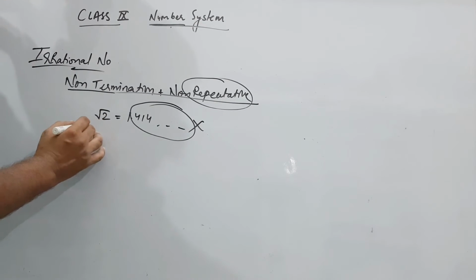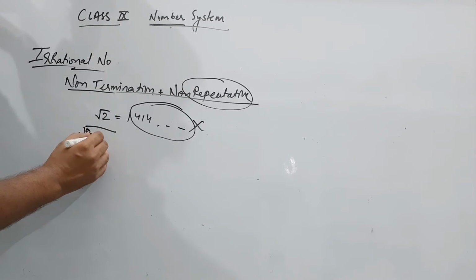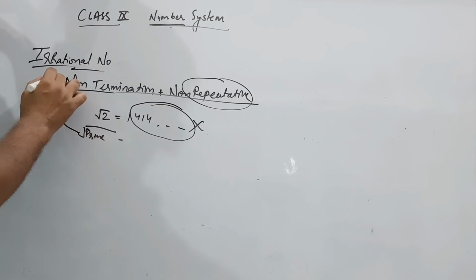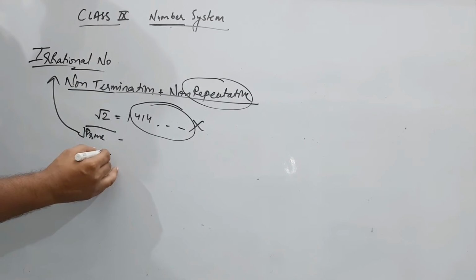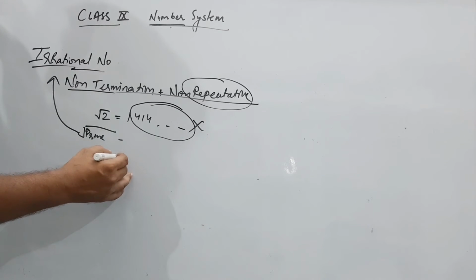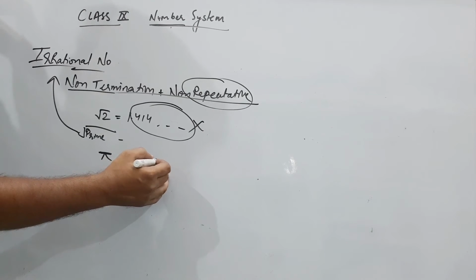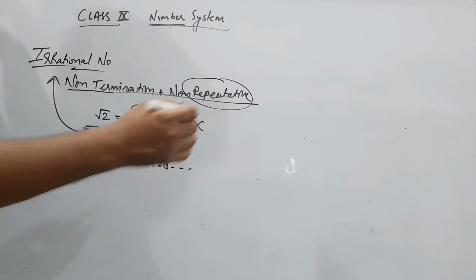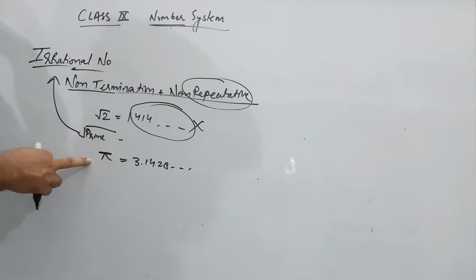So clearly we can say under root prime numbers come in the category of irrationals. There is one more irrational, that is pi. So pi is irrational. Why is it irrational? Because it also gives a non-terminating and non-repeating decimal. It will never end. That's why it is also an irrational number.